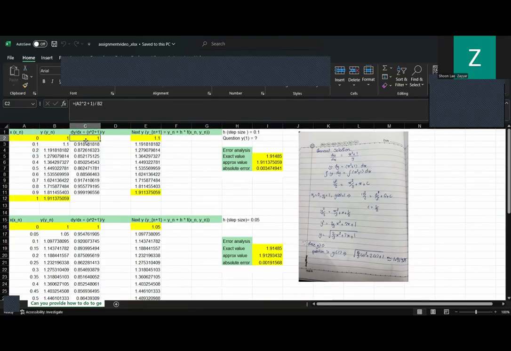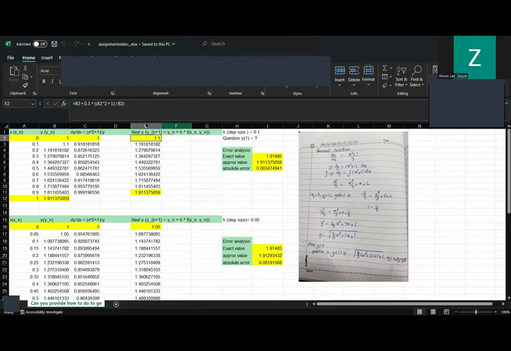Then for each step, I find the slope value. For each step, I use the differential equation given in the question. So how do I derive it? I just use column A2 squared plus 1 and divide by B2. Then I just calculate it until I substitute x equal to 1.